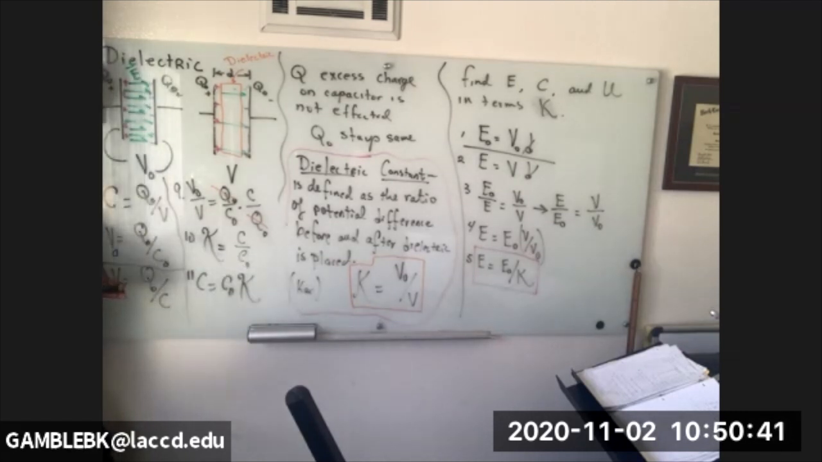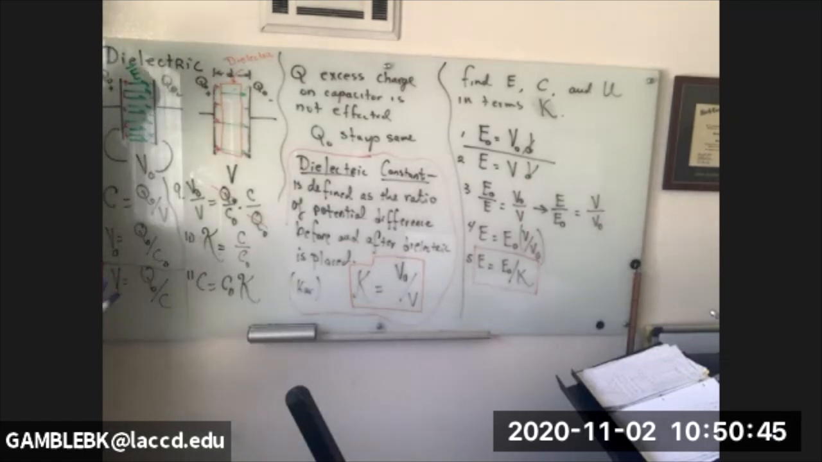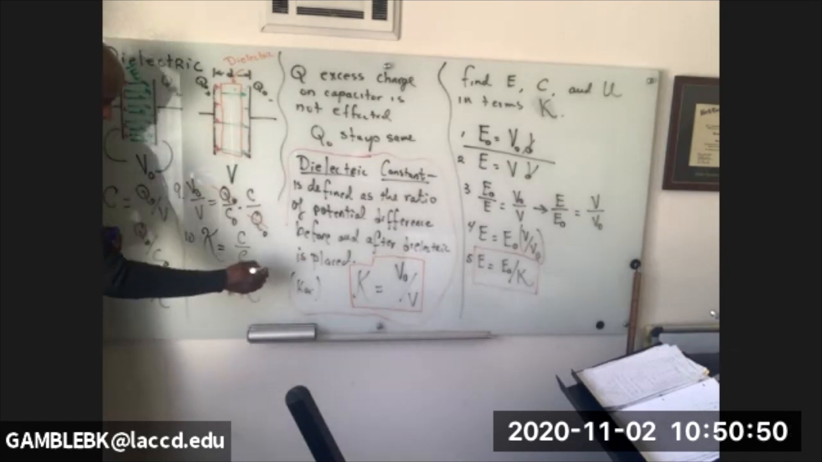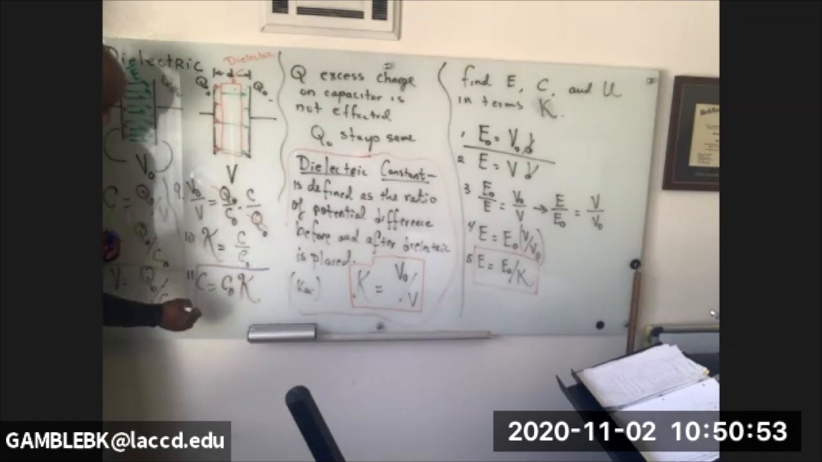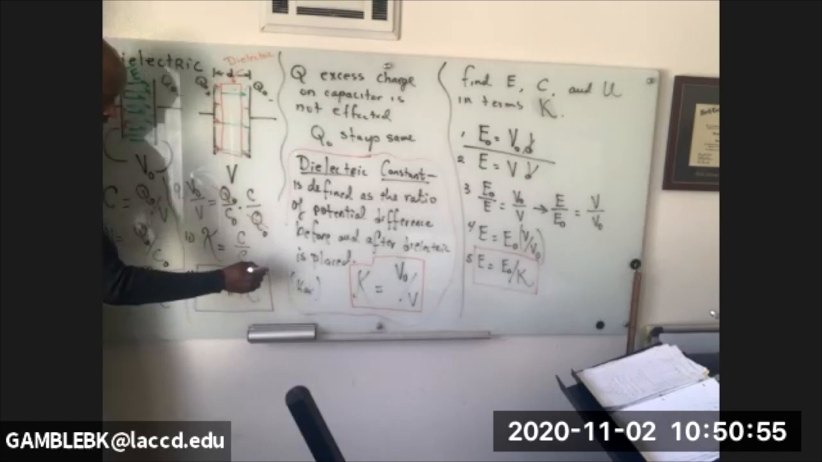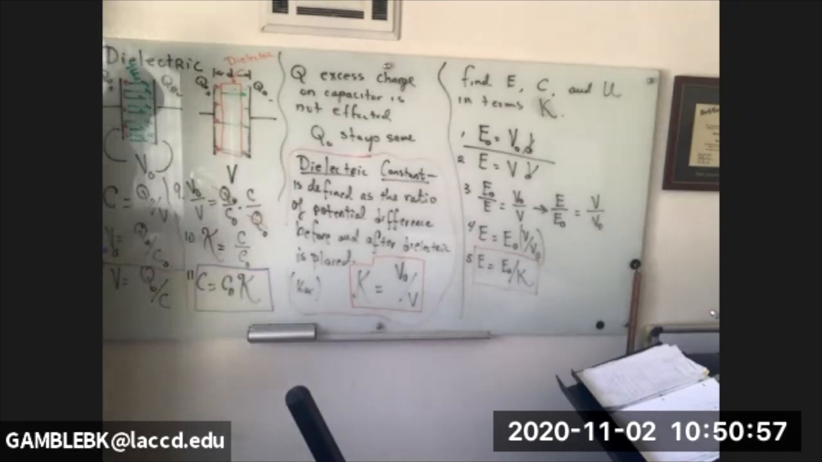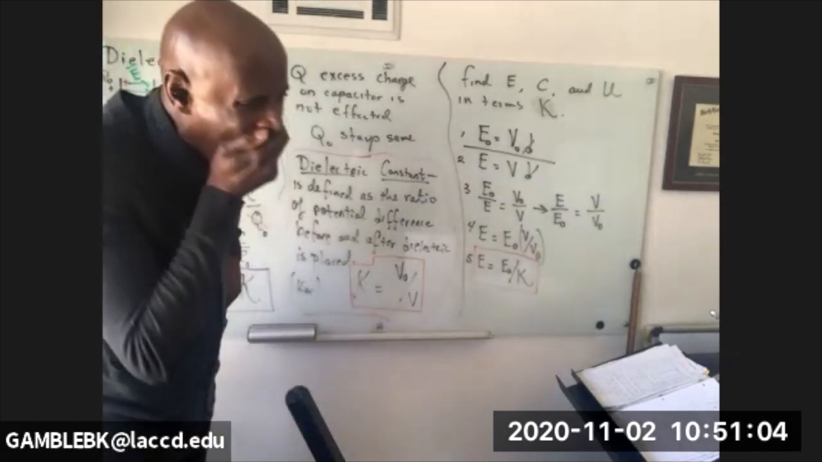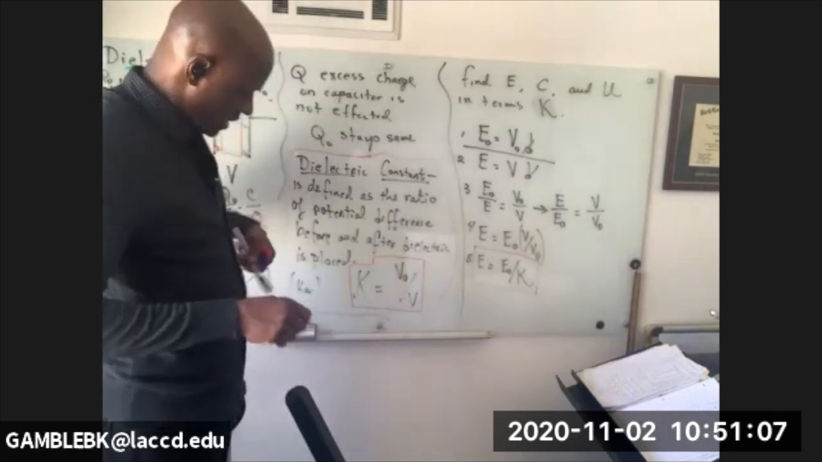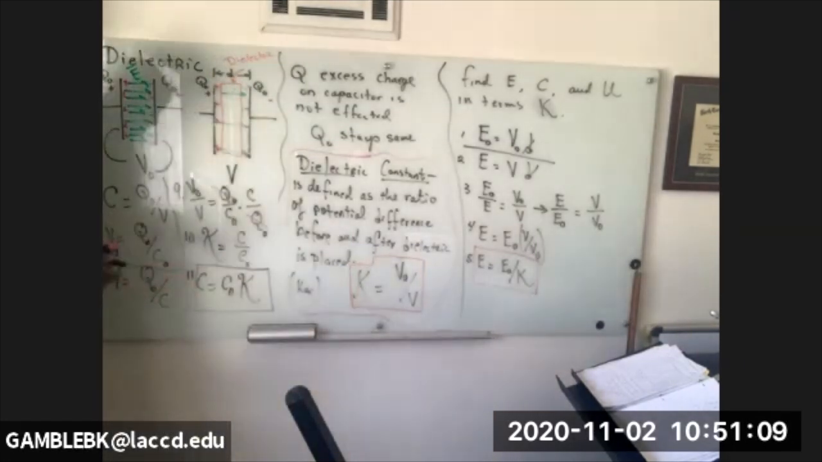So check that out. What happens to the capacitance based on this derivation? Ron, what happens to the capacitance? No, he walked away. He had to go someday. So Babatunde, what happens to capacitance? It's directly proportional to K.